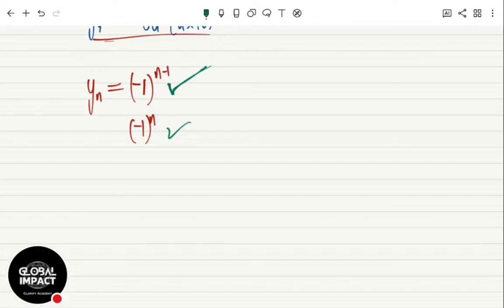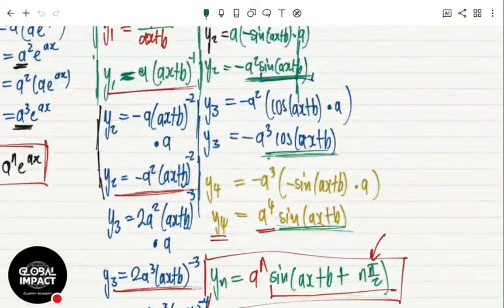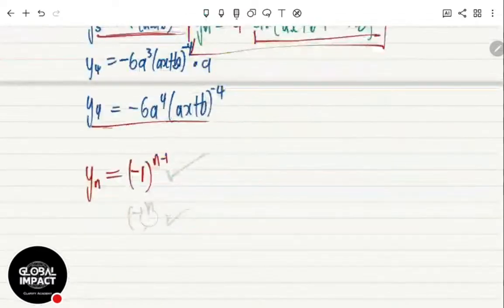Now you need to confirm: is it to the power of n minus 1, or to the power of n? How do you know? You look at the second derivative. If it's negative, then it is to the power of n minus 1. If it is positive, then negative 1 is to the power of n. Here, y2 is negative, so our power is n minus 1 for negative 1. We have done it.